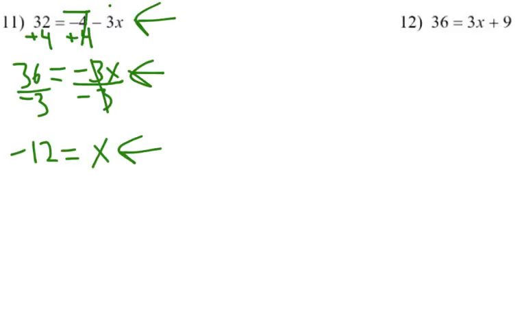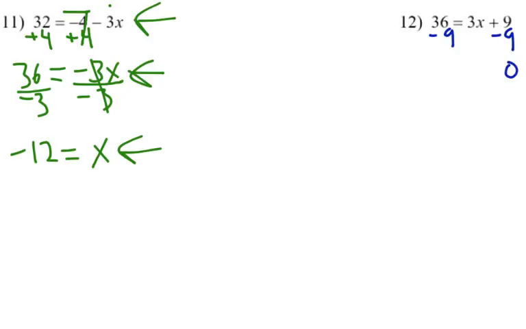Let's take a look at number 12 now. So number 12, we're going 3 times x plus 9. So I take 3, I multiply it by my variable, then we add 9 to it, and that's going to get us 36. So I need to think about this backwards. Instead of multiplying first, I'm going to get rid of that 9 first. So we do the inverse, we subtract 9 from both sides.